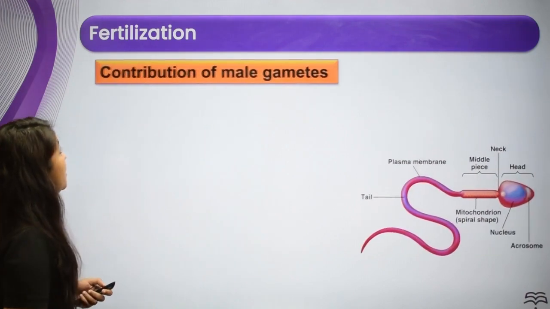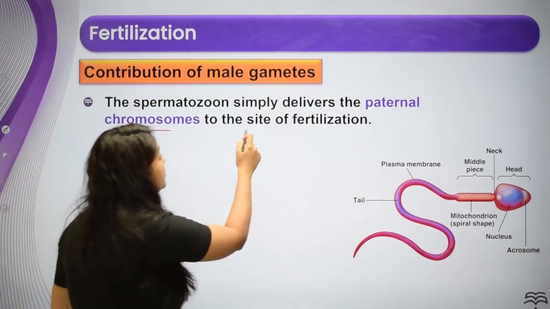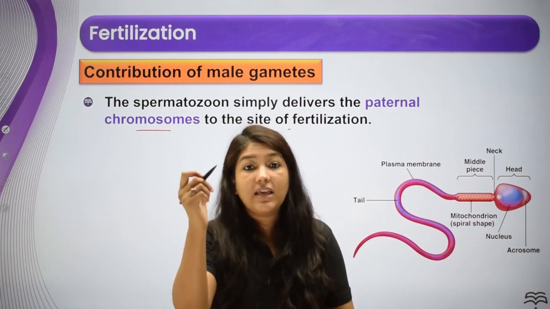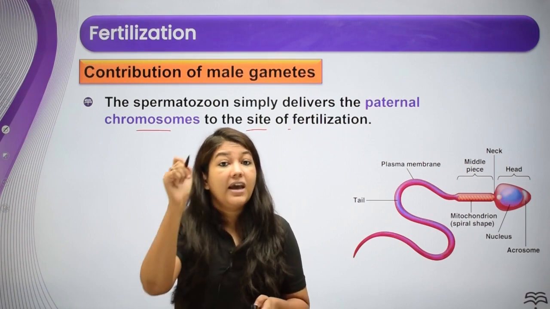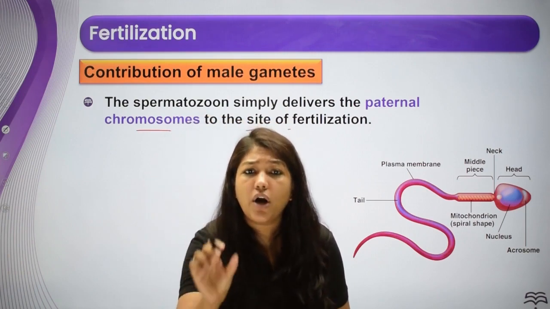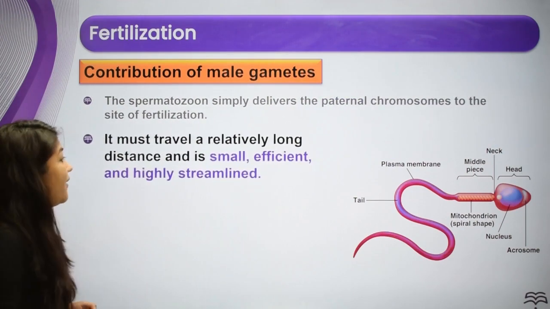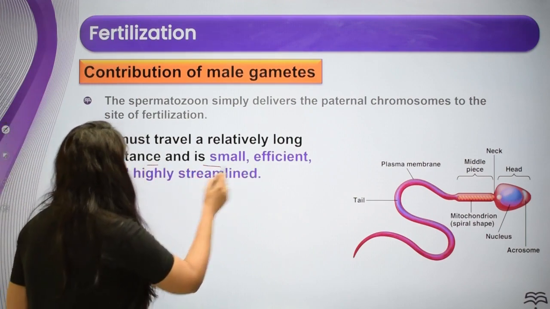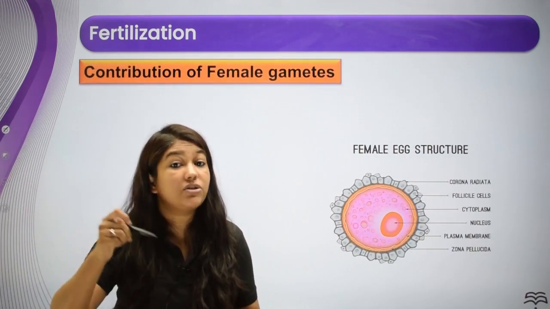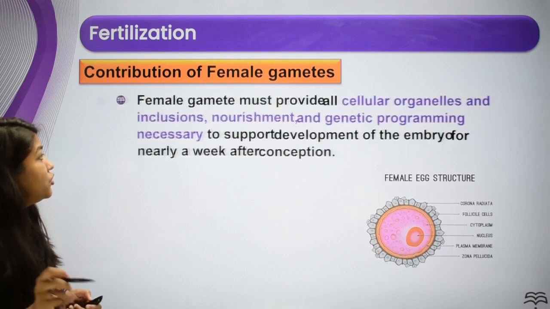All right, so let's talk about it. Contribution of the male gamete. The spermatozoa simply delivers the paternal chromosomes to the site of fertilization, right? We are already aware of the parts of the sperm: the head, the neck, the middle piece and the tail. And the head contains what? It contains the nucleus, which is carrying 23 chromosomes. So what is the main contribution of the sperm? The main contribution of the sperm is the chromosomes. It must travel a relatively long distance and is small, efficient and highly streamlined, right? Because once it enters the female genital tract, it has to travel quite a long distance to reach the female gamete.